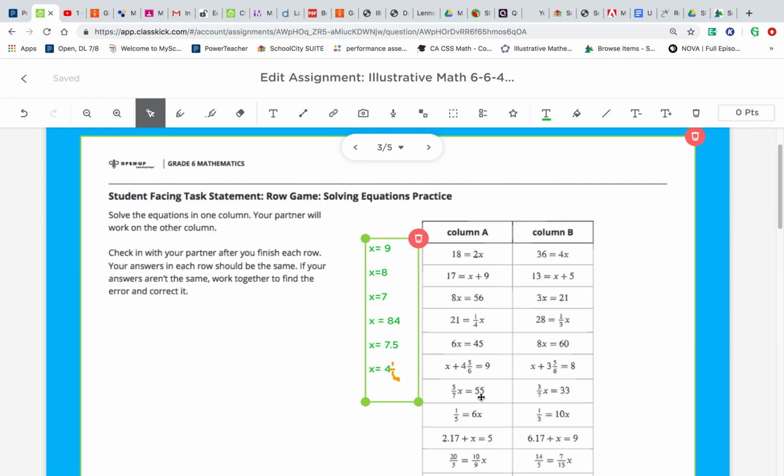All right. So for the next problem, 5/7 x equals 55. 3/7 x equals 33. In both cases, we need to divide by the fraction. So this is going to involve 55 divided by 5/7. This is going to involve 33 divided by 3/7.